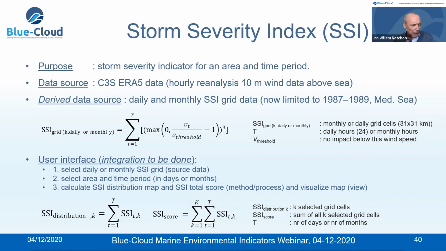The user interface that will be provided can then be used to select either daily or monthly grids as source data, and of course an area and time period. As a result, a method or process is issued that can then provide the distribution map as well as the total SSI score, and this user interface will also visualize the distribution map. Next, please.